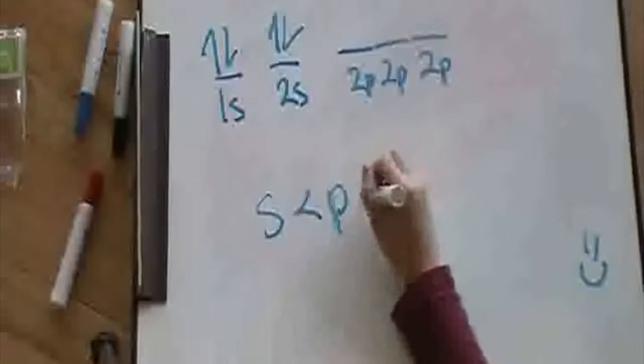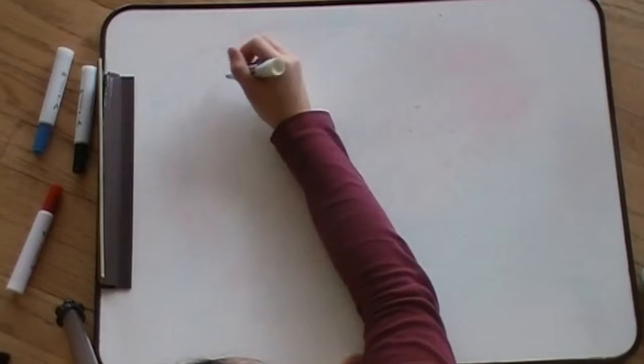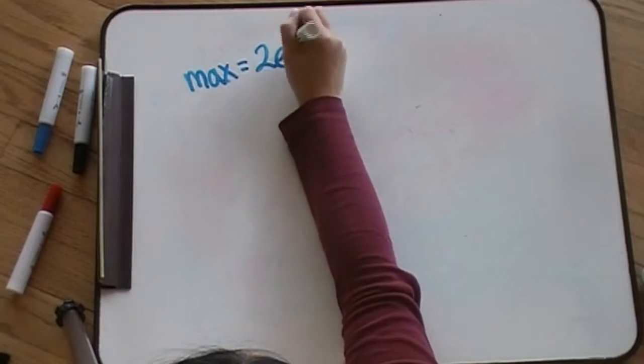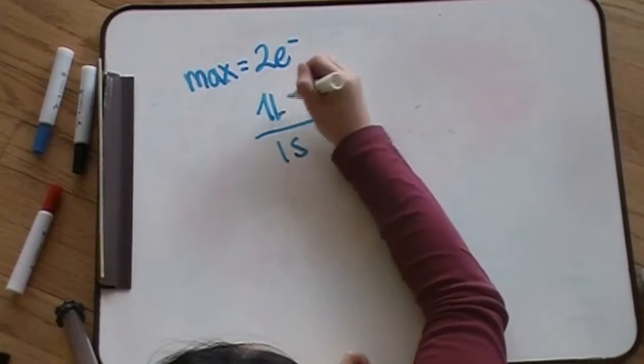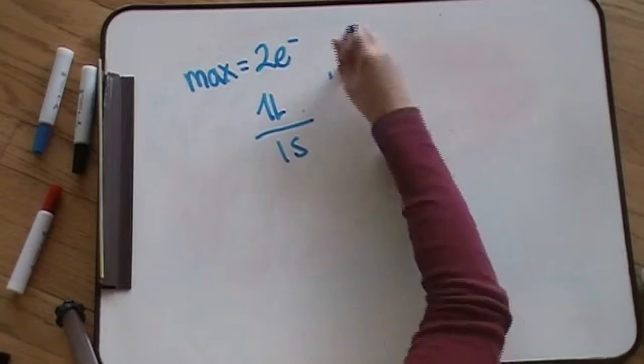The order of energy is S, P, D, then F. The next law is the Pauli exclusion principle, which declares that the maximum of 2 electrons can occupy a single orbital, and that they must spin in the opposite directions. For example, there cannot be 3 electrons in one single orbital.